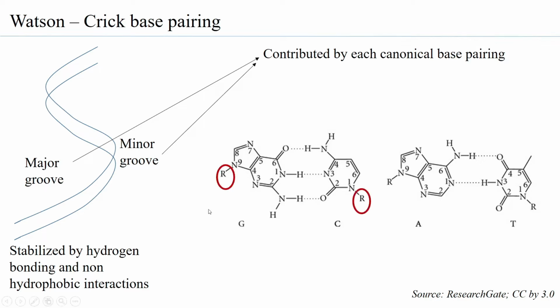Now, it is interesting to note that the ribose or the sugar, the deoxyribose, of the Watson and Crick base pairs are on the same side. If you draw an axis of symmetry this way, then you will find that the R in both the AT and the GC base pairs are on the same side. So this is also something that is observed with the standard Watson and Crick base pairing.